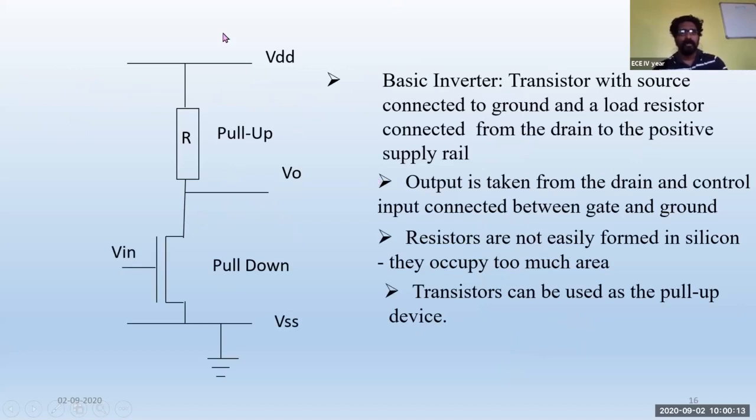So you can see here now, in the CMOS inverter, we have drawn the CMOS inverter with the help of a basic inverter with one NMOS and one load resistor. In the previous slide, it was with 2 resistors. Now it is with 1 transistor and 1 resistor. So in the basic inverter, the source of the transistor is connected to the ground.